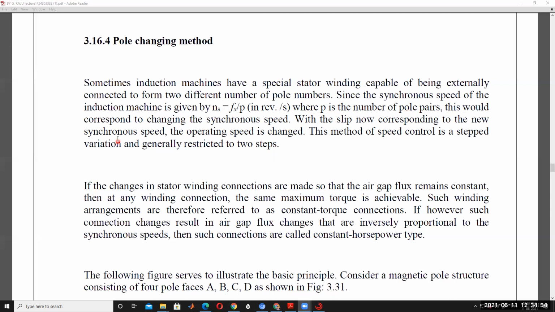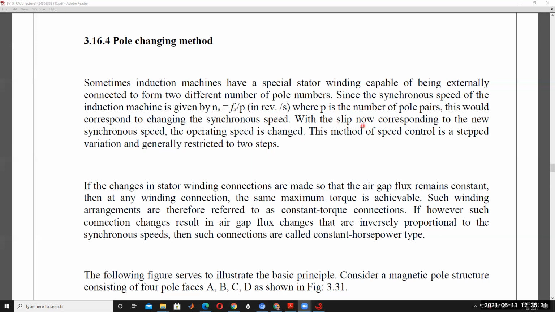This corresponds to changing the synchronous speed. That means if we change the poles, the poles and the synchronous speed are inversely proportional, Ns equals 120 f by P. So if the frequency is maintained constant, by changing the poles of the induction machine, the synchronous speed changes. Ns is inversely proportional to the poles. If you increase the poles, the speed decreases; if you decrease the poles, the speed increases. This corresponds to changing the synchronous speed by changing the number of pole pairs, two pole, four pole, like this.